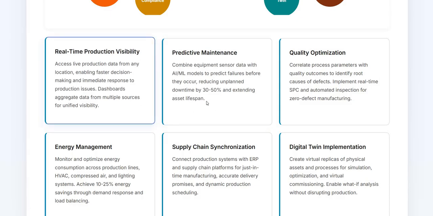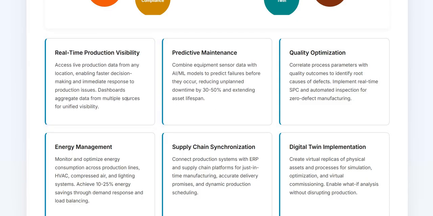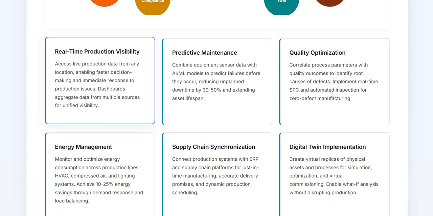Now, each one answers a specific question. What's happening now? When will something fail? Why did quality drift? Where is energy wasted? How will schedules stay aligned? How can scenarios be tested without stopping production? The common requirement across all of them is consistent, trusted data.